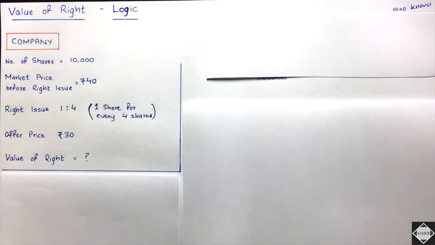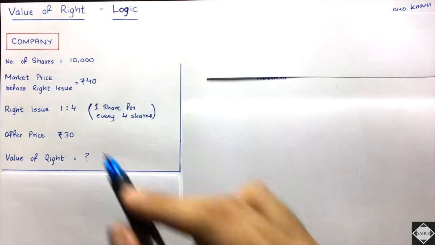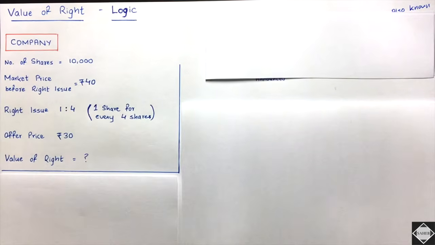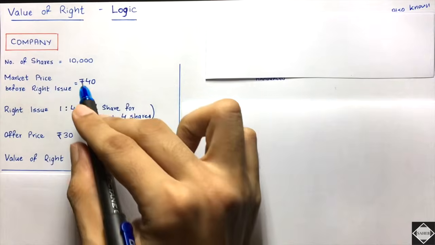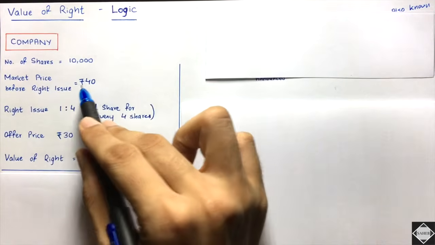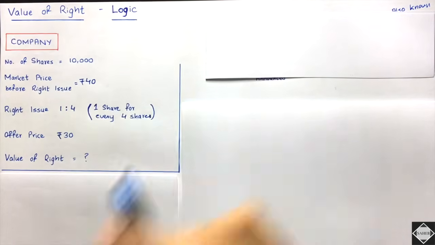So tell me, what is the discount element over here? Do you think this is the discount element? Current market price is rupees 40 and the offer price is rupees 30. Do you think rupees 10 is the discount? No, rupees 10 is not the discount. It feels like that. Rupees 40 and here rupees 30, so 10 rupees discount.